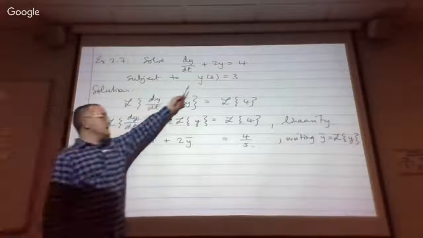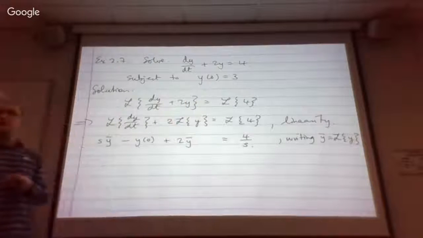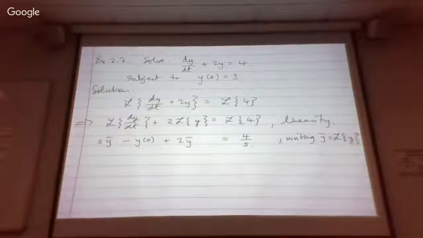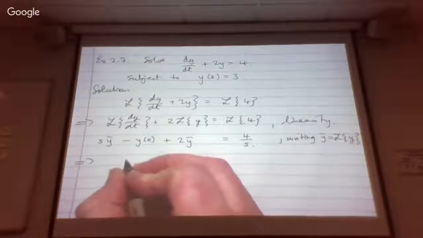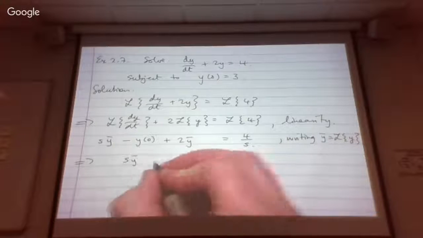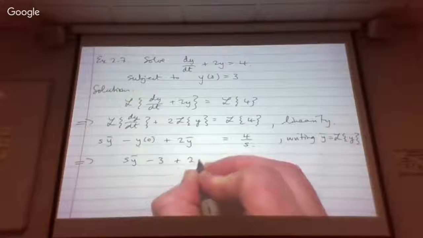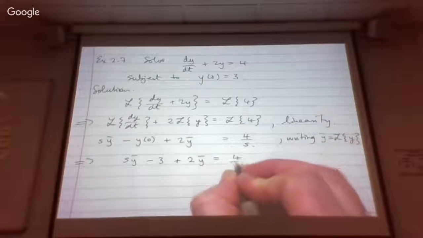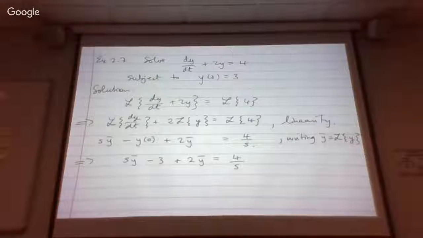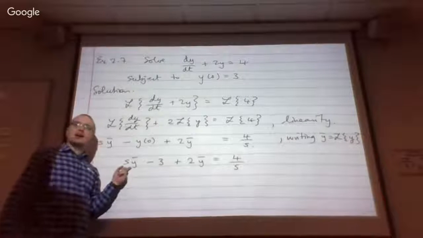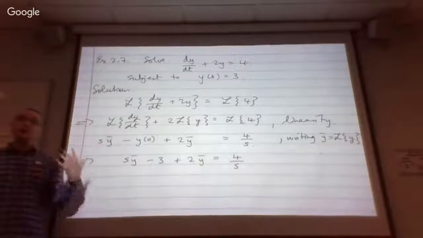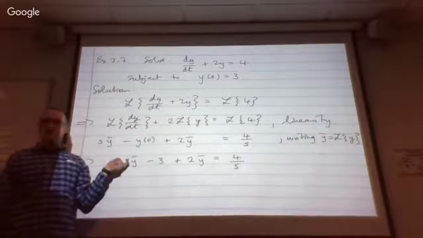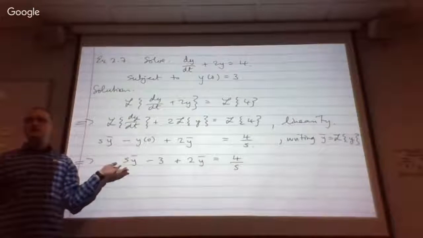Now we'll bring in the provided constant, which was the initial value of y being 3. So what have we got here? We've got s y bar minus 3 plus 2 y bar equals 4 over s. Now the task is to solve this equation for y bar. It's a lot easier to do than solving the original differential equation. That's the power of the transform. We can just proceed by algebraic manipulation.